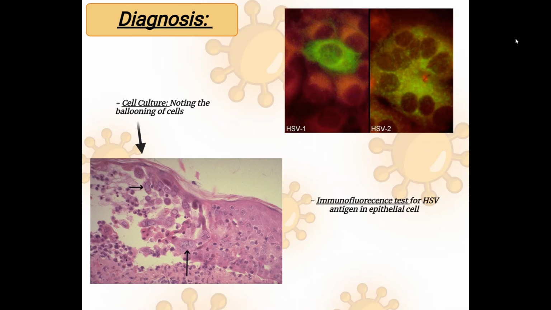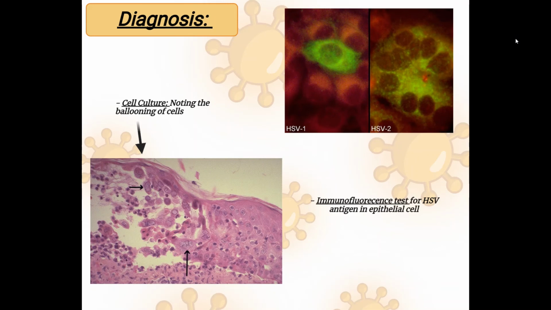The diagnosis of the human herpes virus 1 and 2 could be done through various tests on the patient. Two of the exams that could be included are cell culture and the immunofluorescence test. In the cell culture, you would have to look for the ballooning of the cells, as seen in the bottom left area, which shows a picture with two arrows that display the ballooning of cells. The immunofluorescence test for the herpes simplex virus is shown in the top right corner.